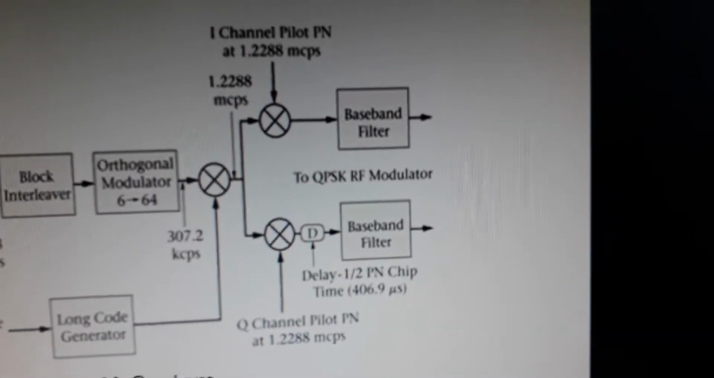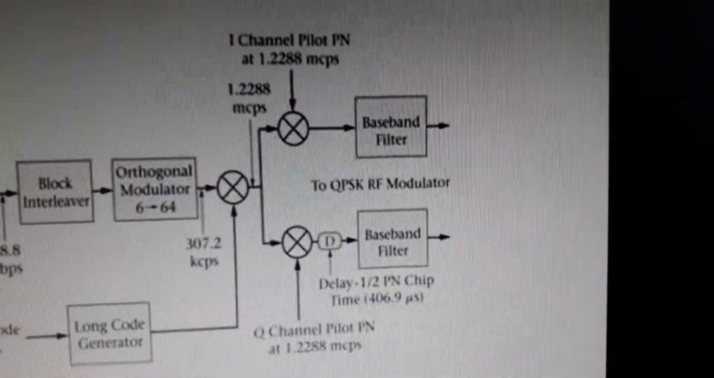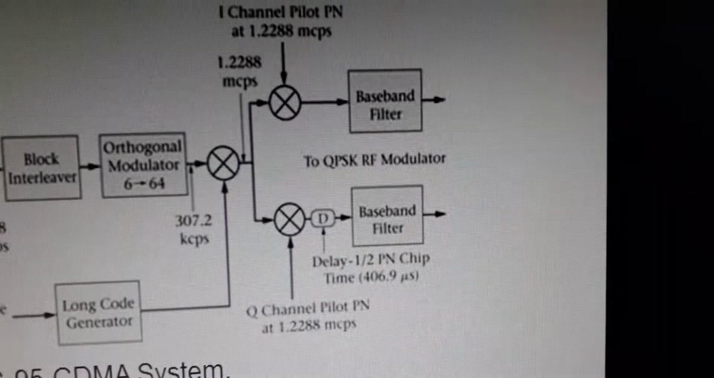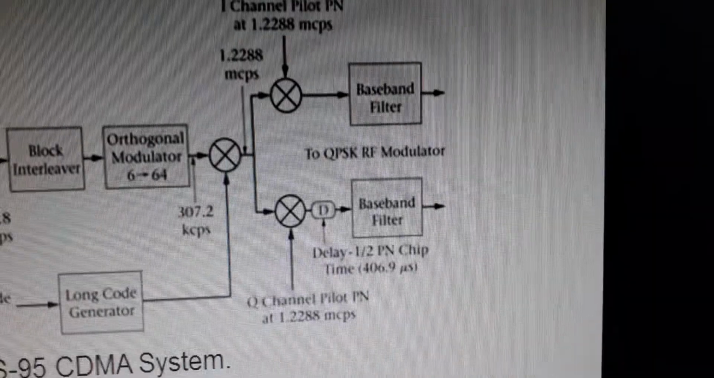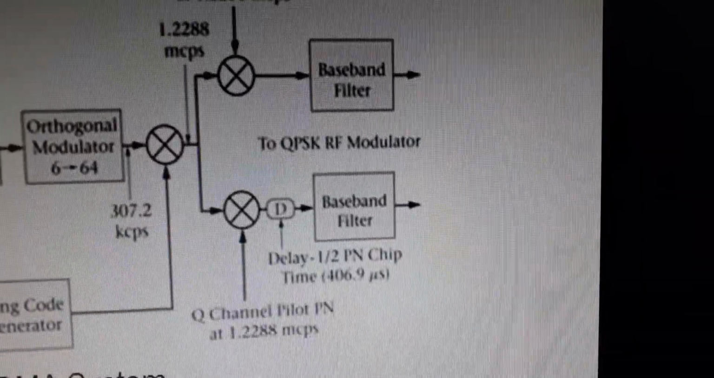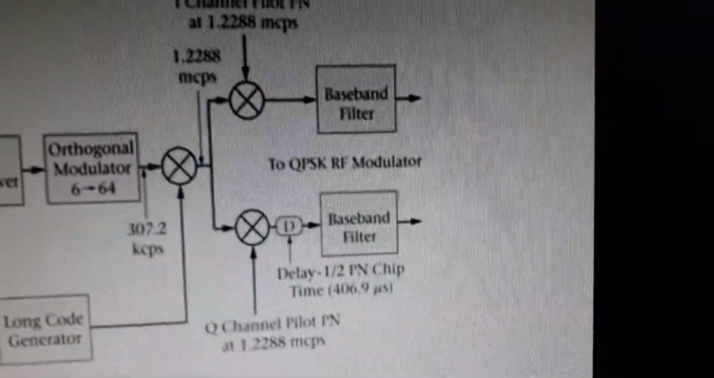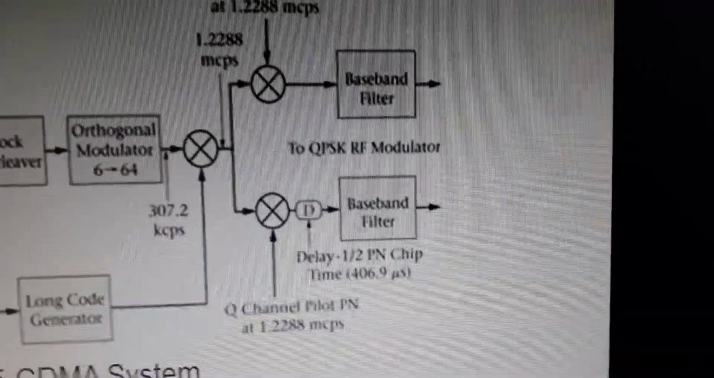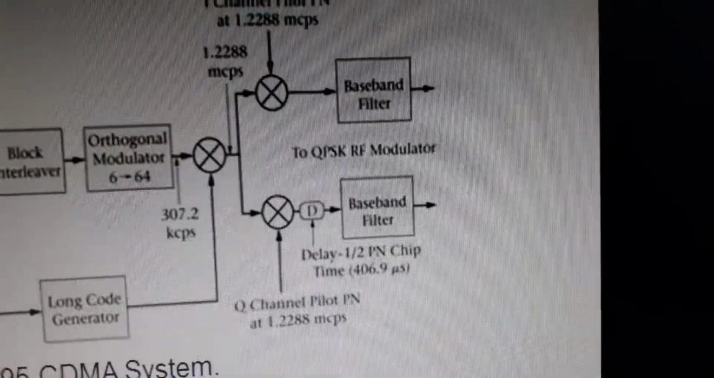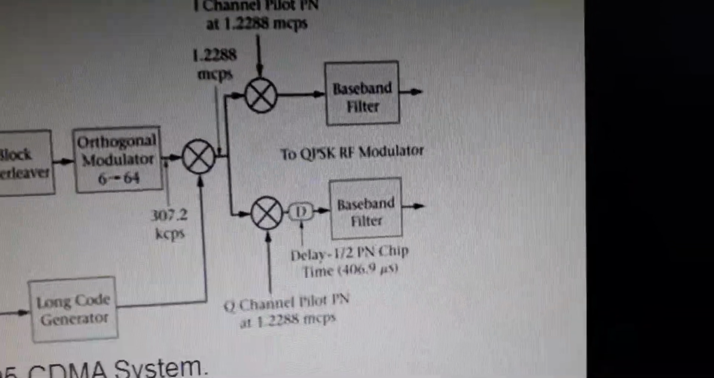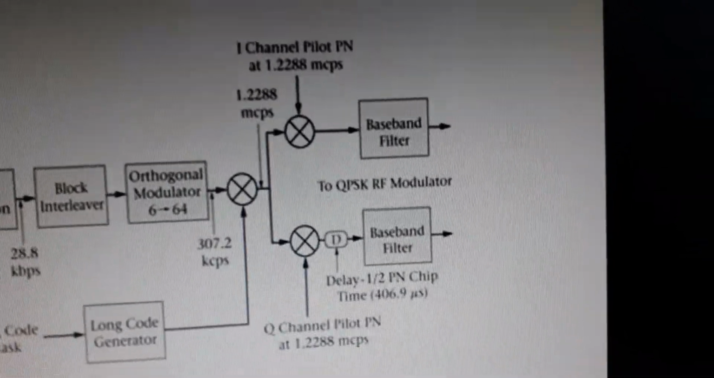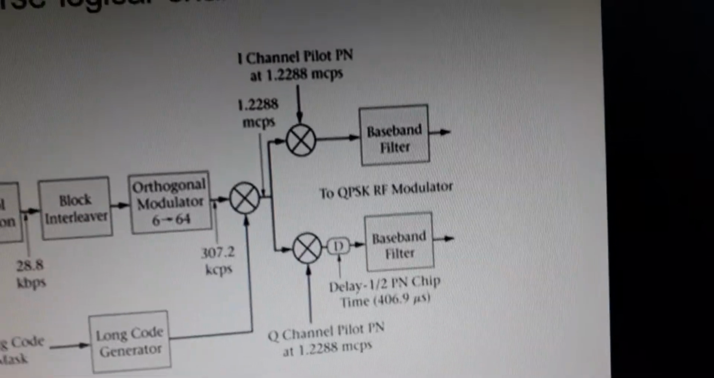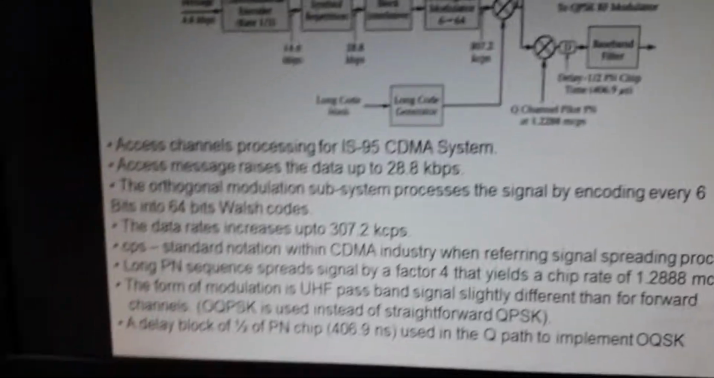The QPSK method is used. Again, there will be I channel and Q channel with PN sequences of 1.2288 megachips per second. But in the quadrature channel, there will be a delay chip added to implement orthogonal QPSK. Baseband filters are used to pass the signals from the modulated signals. So here is the description of the access channel.